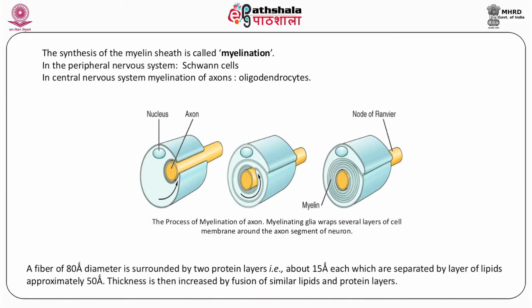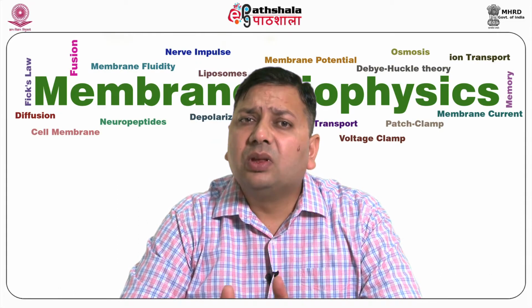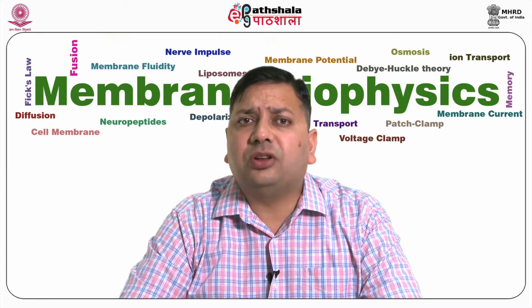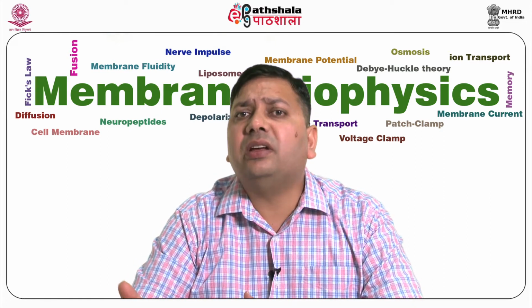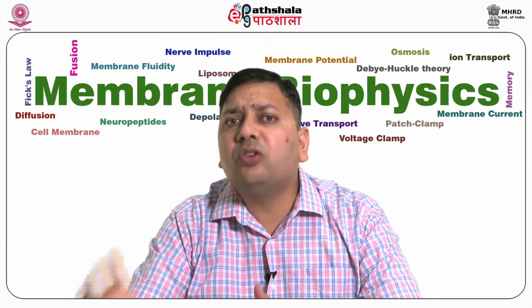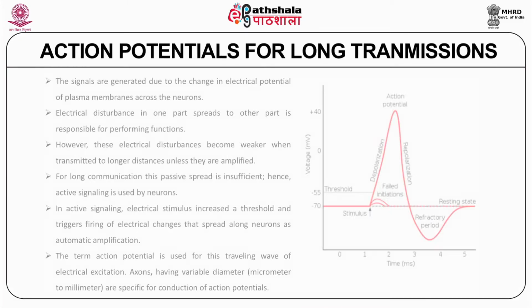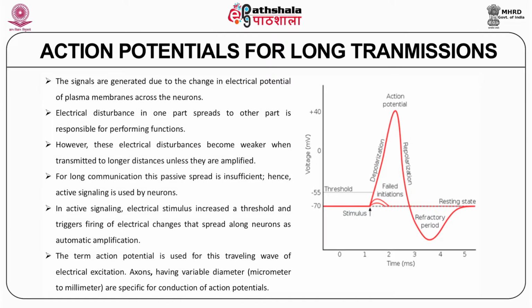So what you will find is that protein and lipid molecules are layered around each other, and this forms an insulated layer that is called myelin. The thickness of this myelin is then increased by fusion of similar lipid and protein layers. Now coming to another feature, we have the action potentials, which are required for transmission in axons, or even for long transmissions. The signals are generated due to the change in the electric potential of the plasma membrane across the neuron.